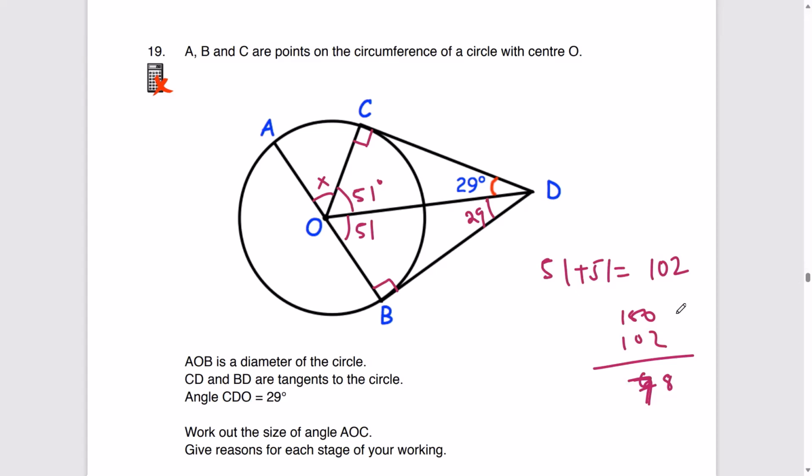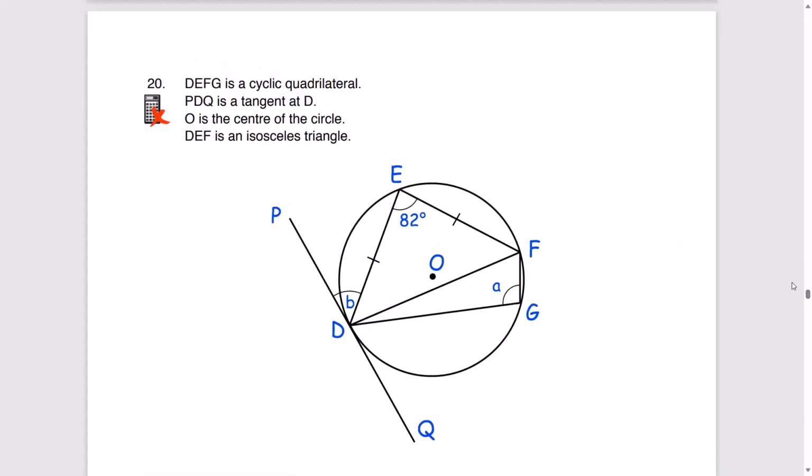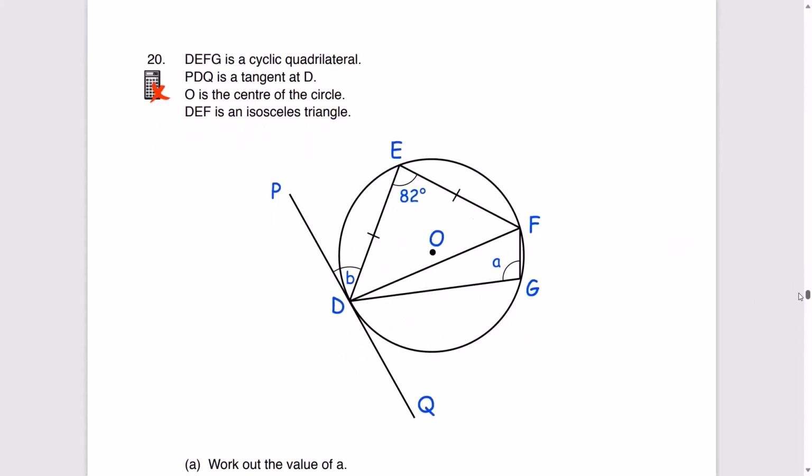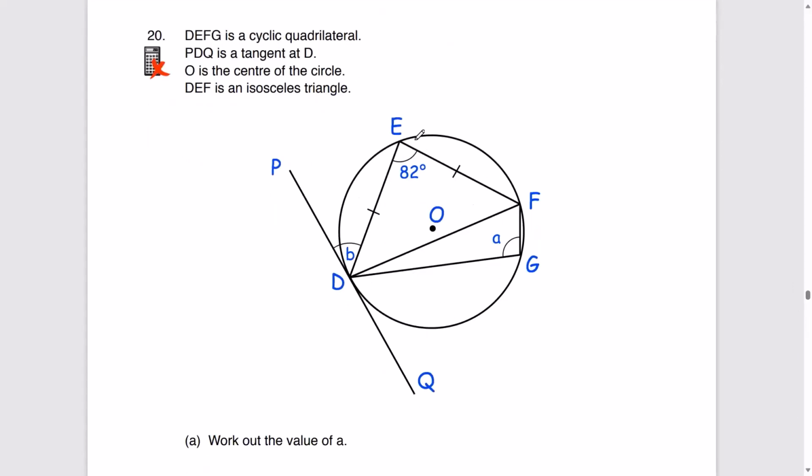I got the same thing. Okay. And then again, look at this one. You have a cyclic quadrilateral and an isosceles triangle and a straight line. So you want to work out angle A. Okay, so if you work out this angle here, these two angles will be the same because they're part of this isosceles triangle.